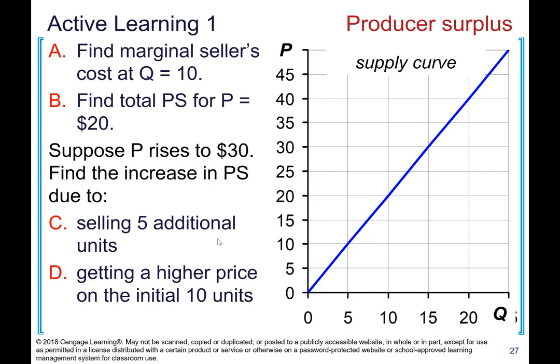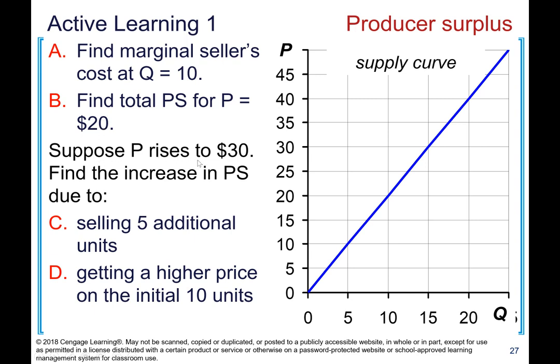Let's look at a learning exercise. Number A, find the marginal seller's cost at Q equal to 10. And number B, find the total producer surplus for P equals 20.